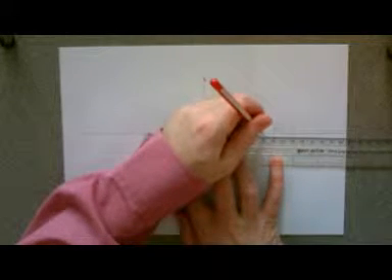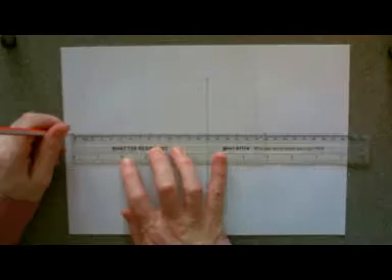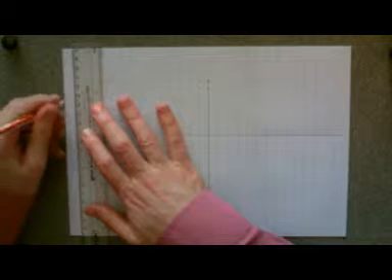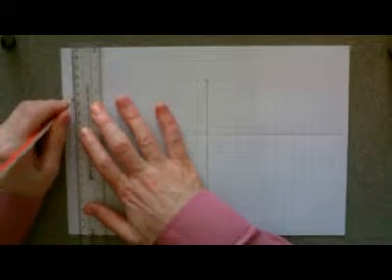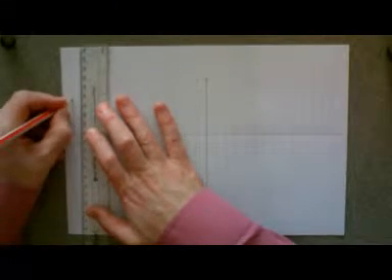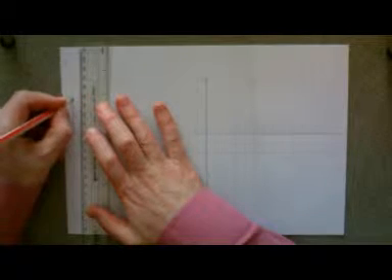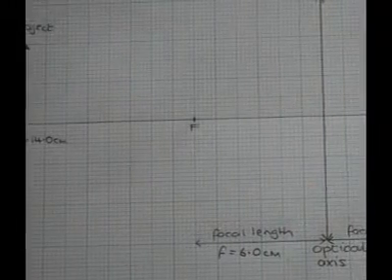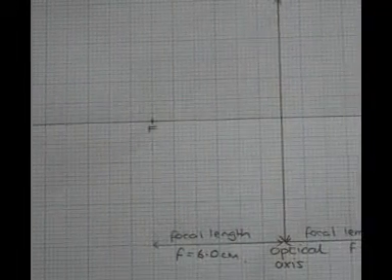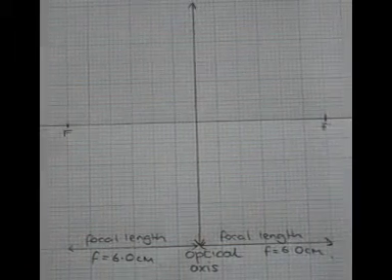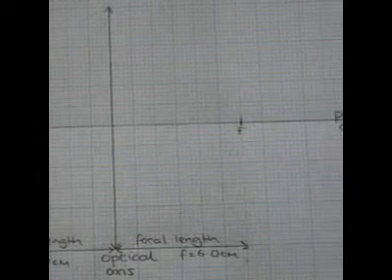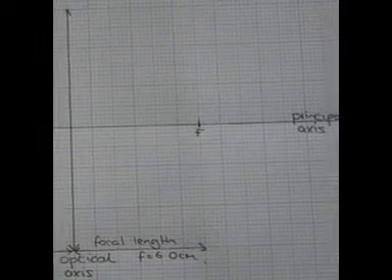Mark each principal focal point with a capital F. Mark on the position of the object. The object is represented by a vertical arrow. It does not matter how high the arrow is, it has no effect on the overall outcomes. An object 4 cm high is usually sufficient. Label it object. Now check that the principal axis, optical axis, principal focal points and object have all been clearly labeled. It is also good practice to mark in the focal length distances from the optical axis.